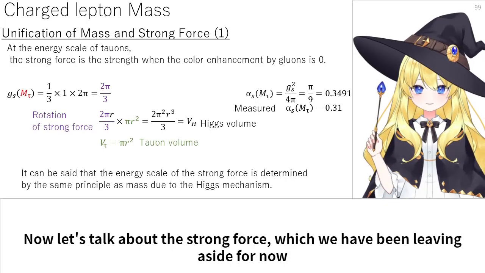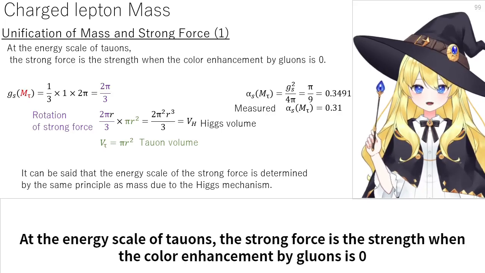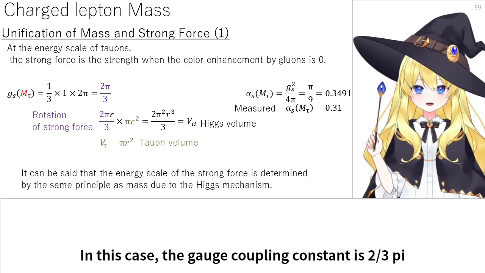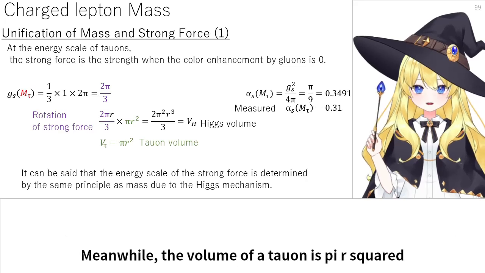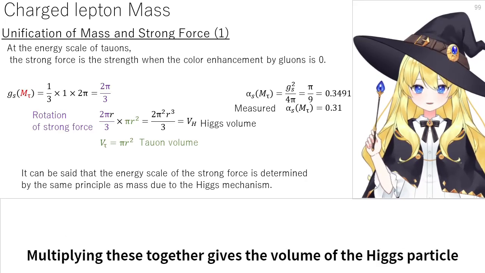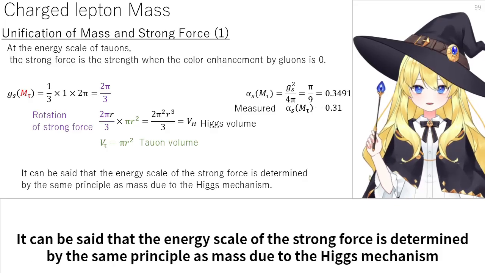Now let's talk about the strong force, which we have been leaving aside for now. At the energy scale of tauons, the strong force is the strength when the color enhancement by gluons is 0. In this case, the gauge coupling constant is 2/3 pi. If the radius is r, the amount of rotation due to the strong force is 2/3 pi r. Meanwhile, the volume of a tauon is pi r squared. Multiplying these together gives the volume of the Higgs particle. It can be said that the energy scale of the strong force is determined by the same principle as mass, due to the Higgs mechanism.